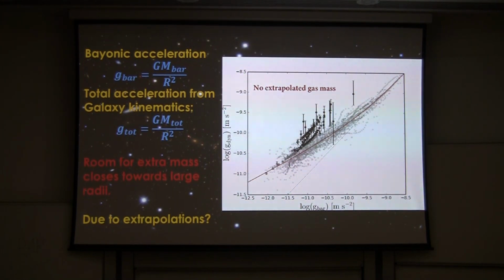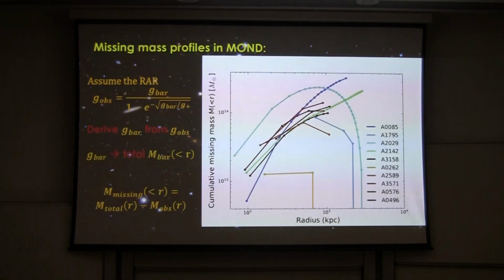But at larger radii, we have this problem. So we need to add additional mass. But at this point, no, we don't have the room. This is the bad sign. But it's not due to the extrapolations.